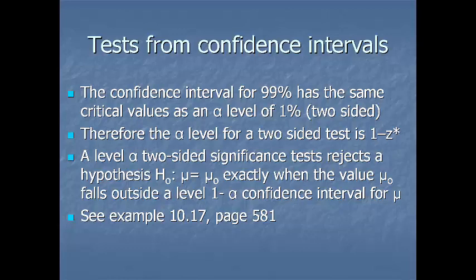and if your null hypothesis value is in that confidence interval, then you fail to reject H naught. If it's outside the confidence interval, you have enough evidence to reject H naught at that particular level. See the example 10.17 on page 581.